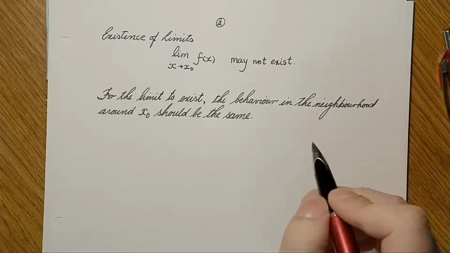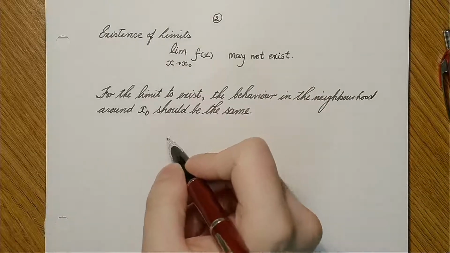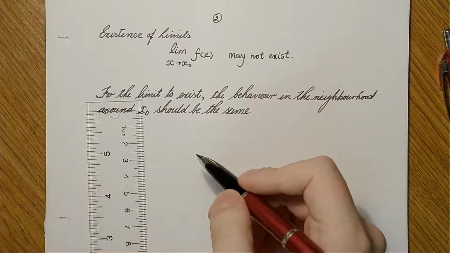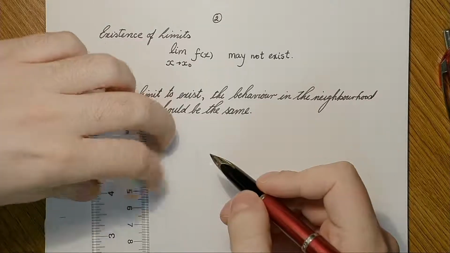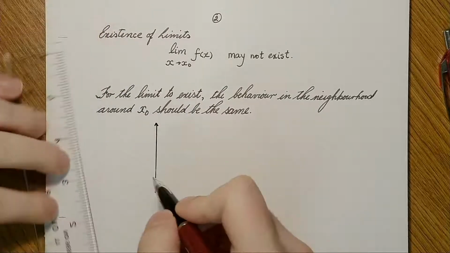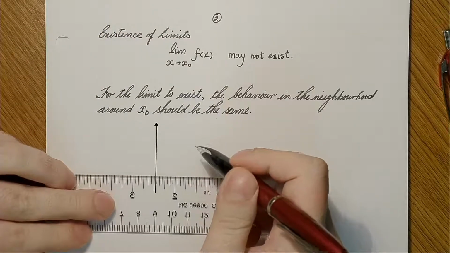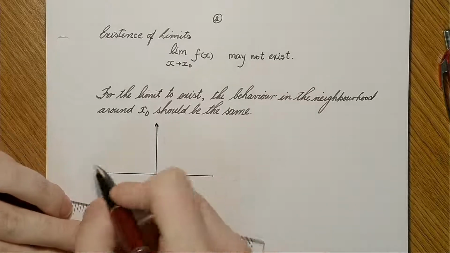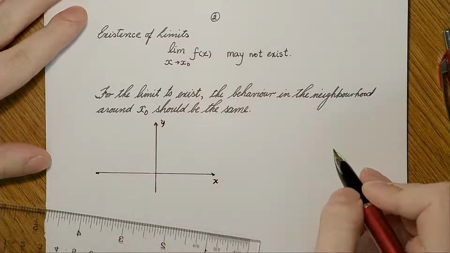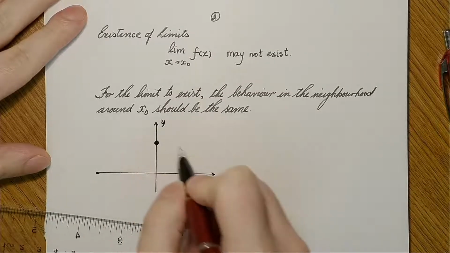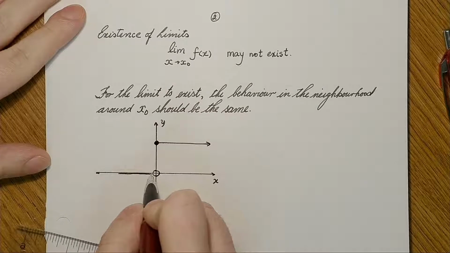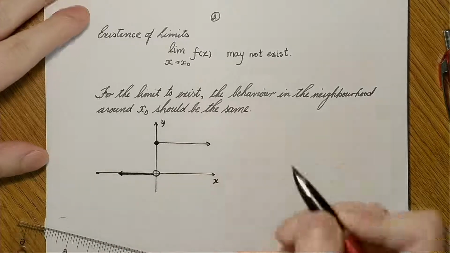What do I mean by that? Well, just looking around x naught. Let's just use a little bit of an example. So here's an example. I'll draw the function here. So here's a function, my axes here, x and y. And I'll do a dot here. And I'll do an open dot here. Let's make that a little darker.